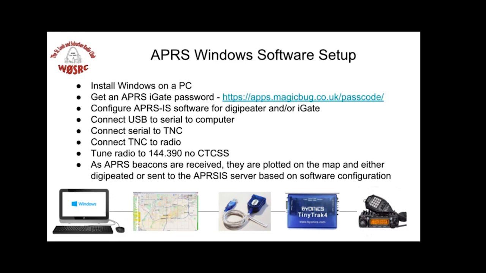Connect the USB to serial to computer, connect the serial to TNC, TNC to the radio, tune the radio to 144.39, configure software. So here's the path, right? So you got your radio, you got your TNC, you got a dongle that talks to the computer that runs the software.